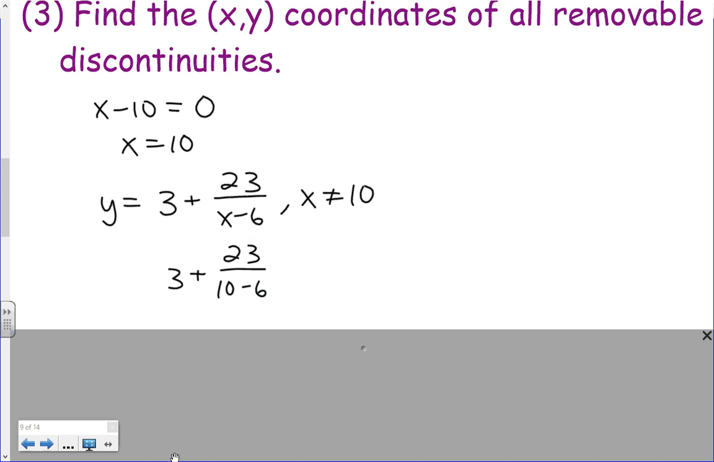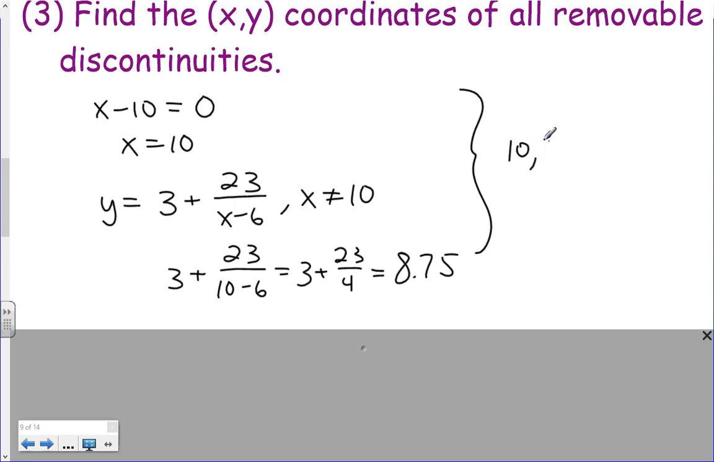And what does that end up giving? 10 minus 6 is 4, so that's 3 plus 23 over 4. 23 over 4 is what, a quarter shy of 6, right? 24 over 4 would be 6, yeah. So that's 5 and 3/4. So 3 plus 5 and 3/4 would be 8 and 3/4. 8.75, we'll say, is our value. So together then, from this, we find that we have a removable discontinuity at x equals 10, y equals 8.75. That is our removable discontinuity. I'll write RD next to that just so I remember that's my removable discontinuity.